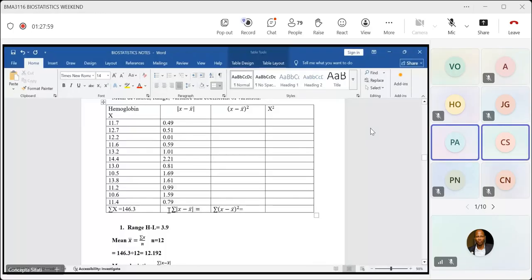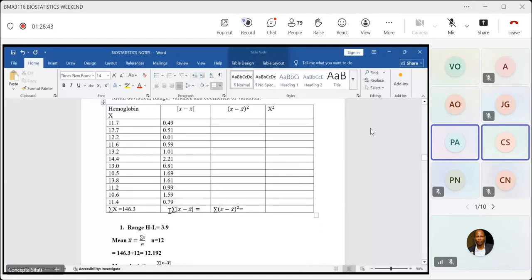I have a question. Are the values subtracted from the mean or the mean from the values? The mean is subtracted from the values. These are the deviations of each of the items from the mean. These values tell us how far those values are from the mean, either positive or negative.